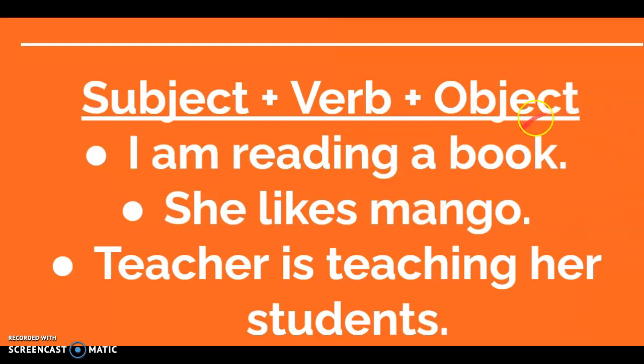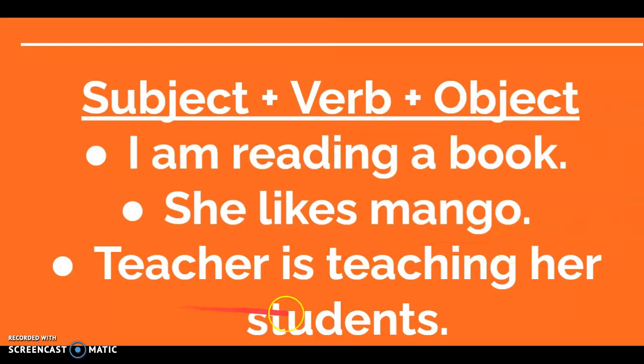What is the action being done on? That is the object. It can be a person also, it can be a thing also. So here am reading is the verb. Am is the helping verb and reading is the main verb. And a book is the object. She likes mango. Here she is the subject, likes is the verb, and mango is the object.